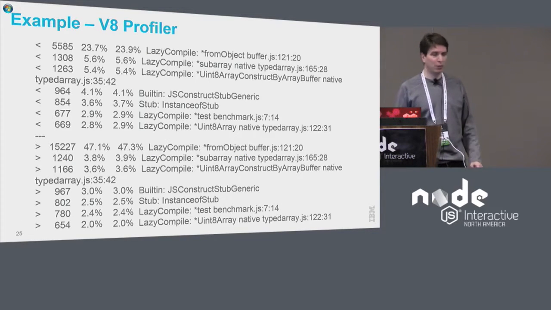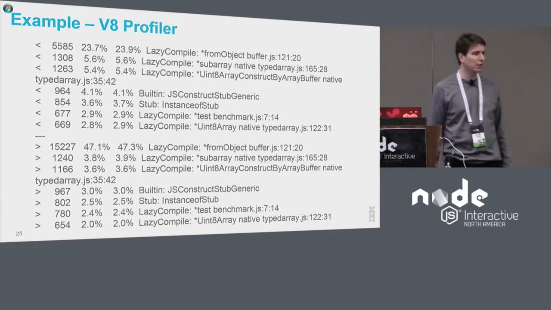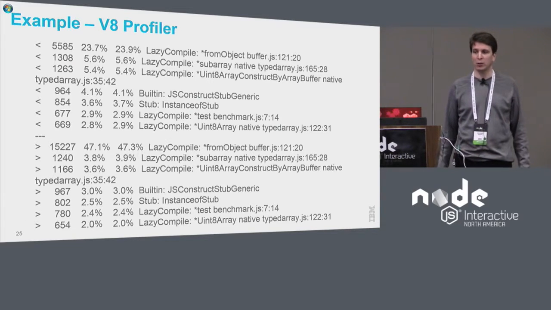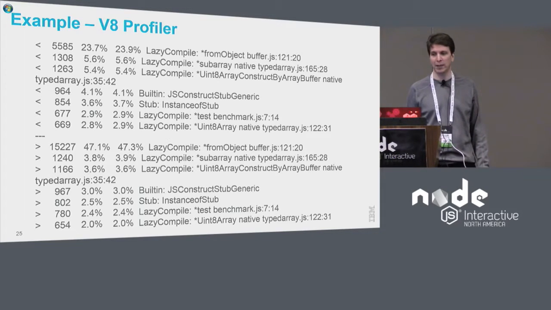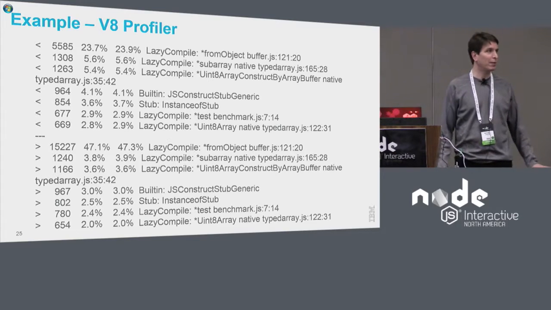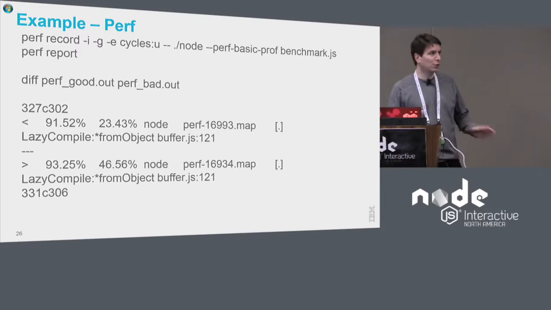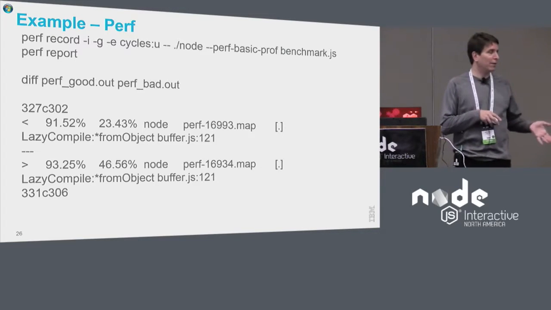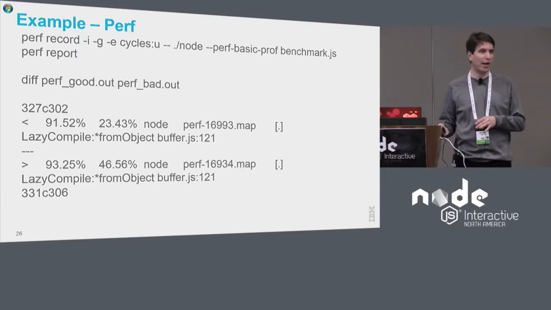Having processed it with the tick processor, this was the difference between the good and the bad version. And you can see we're spending a lot of extra time in lazy compile in the from object option. So this immediately says, it looks like something going on in this from object might be involved in what changed. We also said, okay, that was using the built-in V8 profiler. Let's take a look at the native profiler.